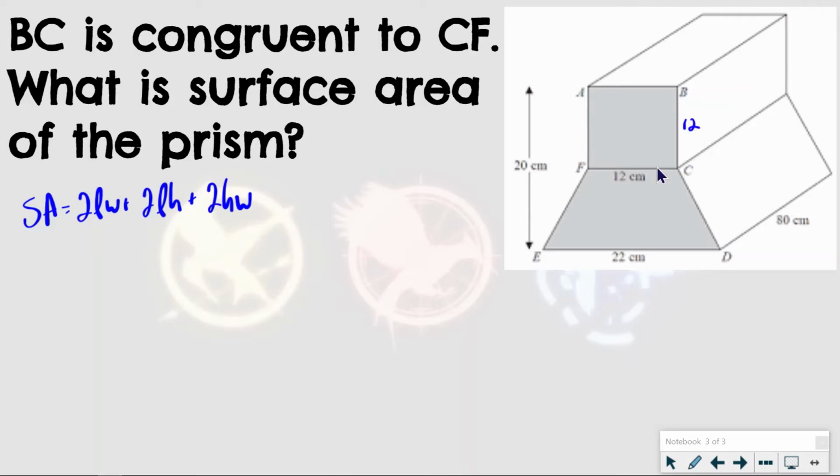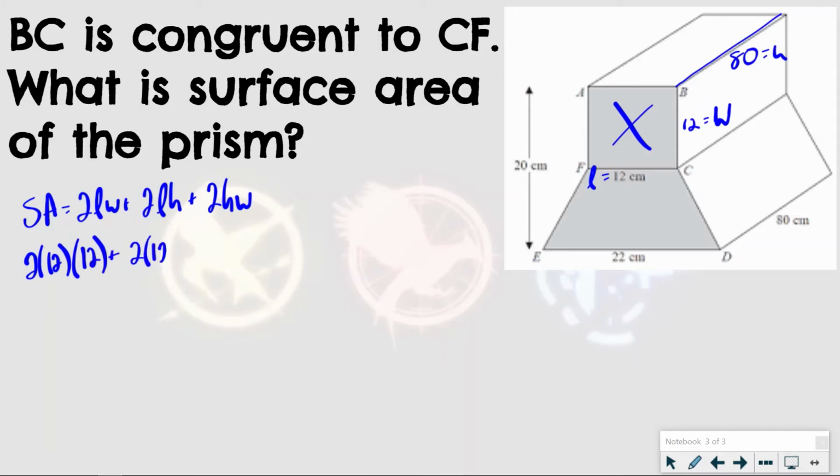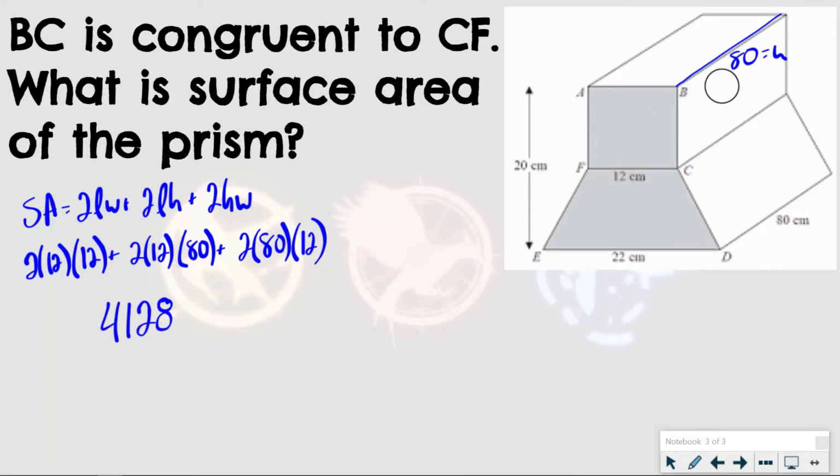I'm thinking about this as my length, that is my width. I'm going to keep this as my height because that's the distance in between what I'm imagining as the two bases, that base and the base in the back. That's going to be my height. So 2LW plus 2LH plus 2HW. We're going to multiply first and then add up each of those three, and we get 4,128. So that's the surface area of that rectangular prism, including that face that we're eventually going to take away on the bottom.